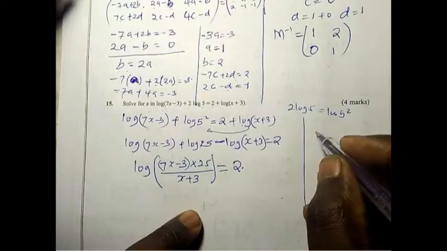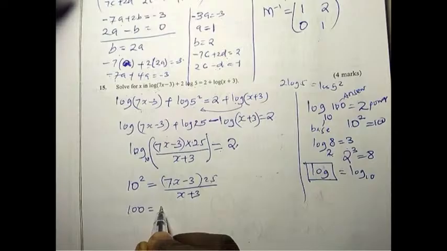Have you understood me? And when a log is just written like this, you understand that this is log base 10, because the 10 is always there. This is the base, this is the power, and this is the answer. So it is 10 to power 2. The answer is this, 7x plus 3. Open this one, so we will have 100 is equal to 175x minus 75 divided by x plus 3. You put it over 1, so we will do cross multiplication. So we are going to have 100 into x plus 3 is equal to 175x minus 75.